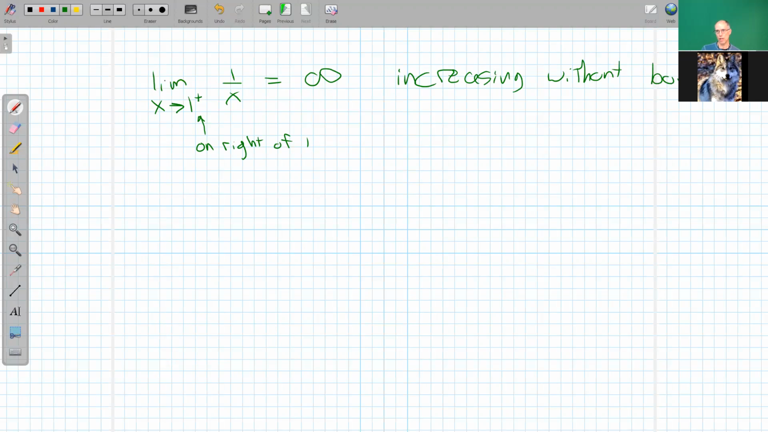They're increasing forever, is what the infinity tells me. Now, is infinity a number? The answer is no. So this is a fancy way of saying it does not exist, but in a particular way.